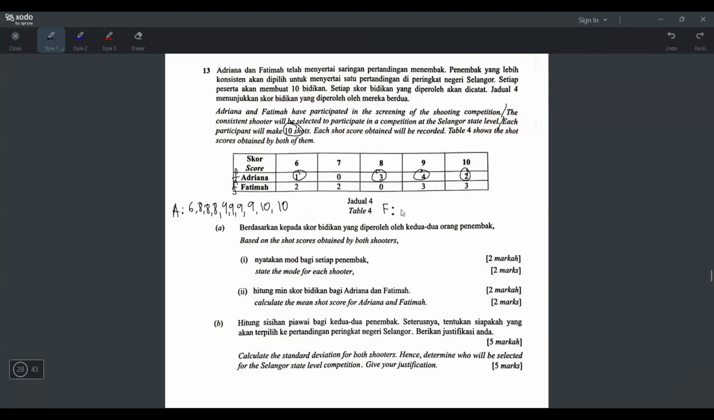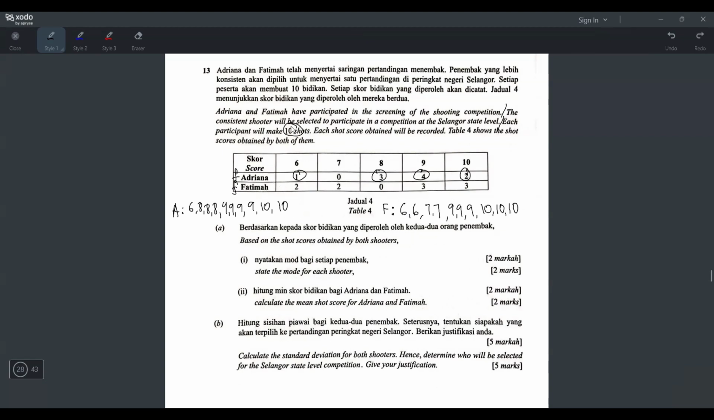So for Fatima, her data looks like this: 6, 6, and then 7, 7, 2 times. Okay, frequency, yeah, the 2 is frequency. 0 means he didn't get 8, score 8 lah. And then 9, 3 times, 9, 9, 9. And then 10 3 times, so 10, 10, 10, right? And if you count here, got 10 numbers. Here also got 10 numbers, right?